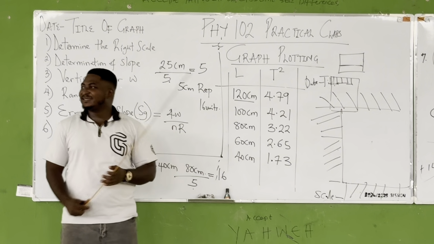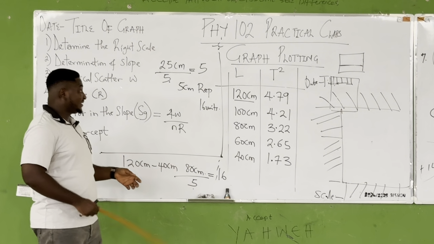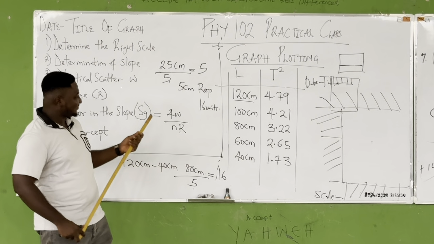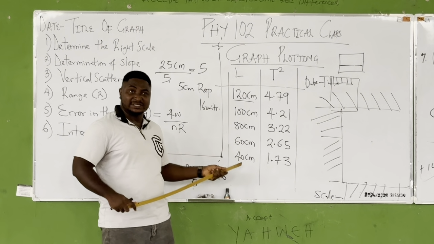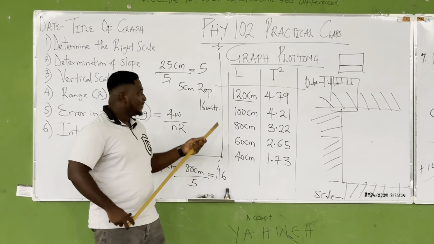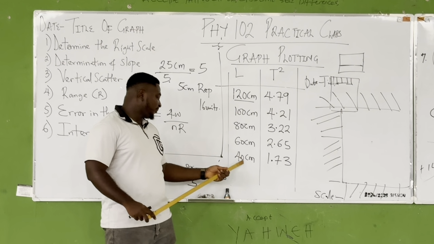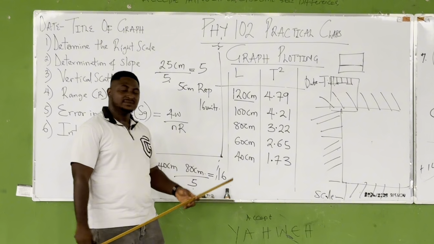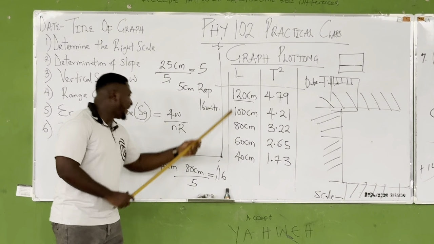I'll come again, don't worry. Class, let me come. This is your L axis: 120, 100, 80, 60, 40, right? What's the highest point on your L axis? What's the lowest point? The difference between the highest point and the lowest point: 120 minus 40.